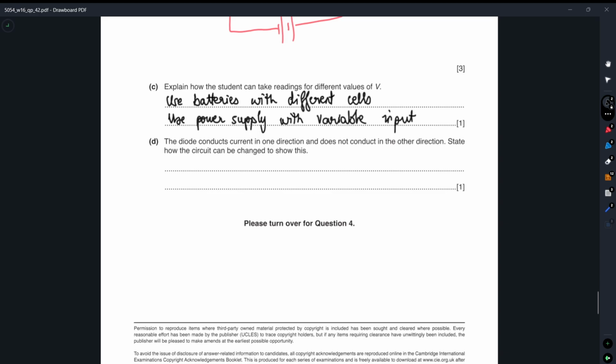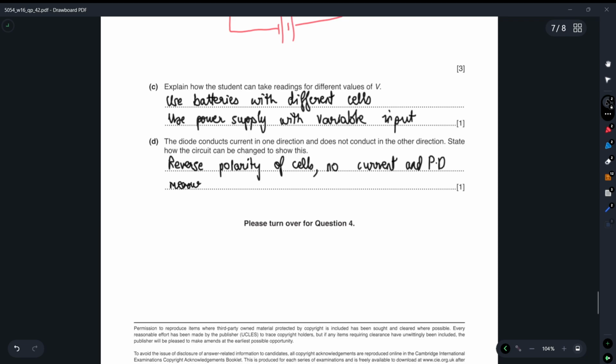The diode current in one direction does not conduct state. How the circuit can be changed to show this? Reverse polarity, no current or voltage observed. Reverse polarity of cells, no current and potential difference measured.